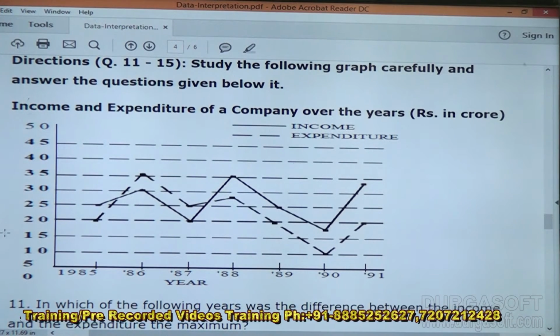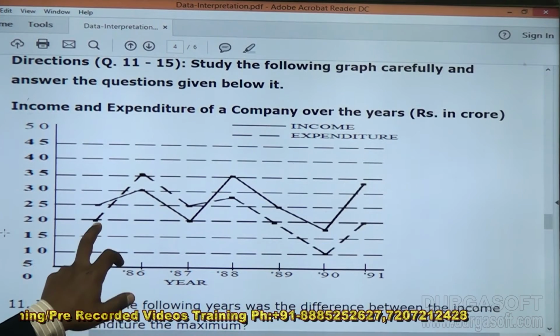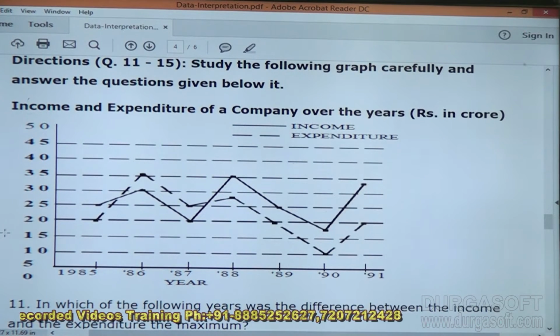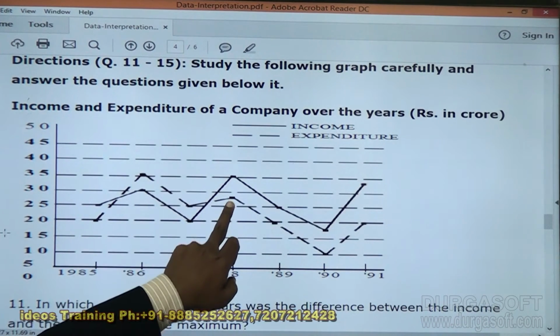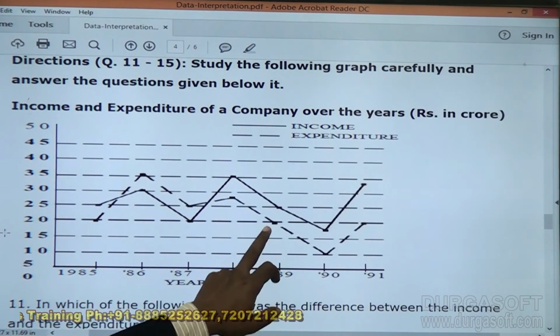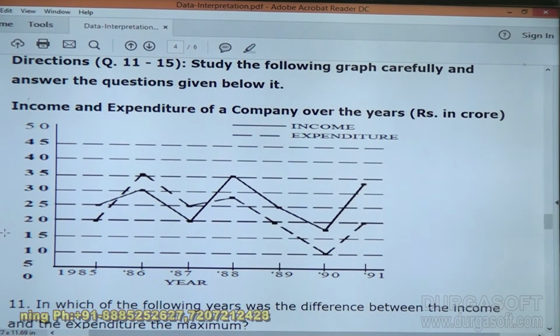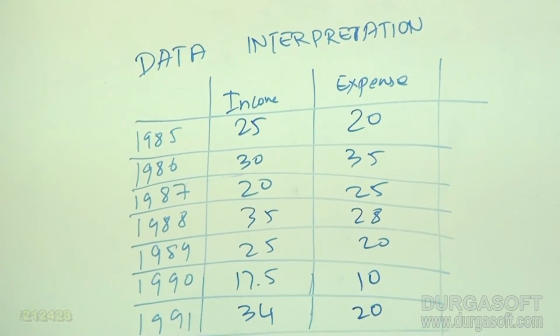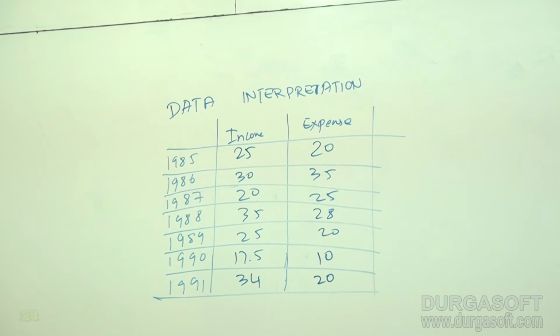Now we look at the expenses. In 1985 expenses was 20 followed by 35, 25. Again the expenses were somewhere in between, close to 28, then 20, 10, followed by 20 again. In the year 91 it is 20 again. This way I will be representing the chart in the form of a table so that the calculations will become easier for me.